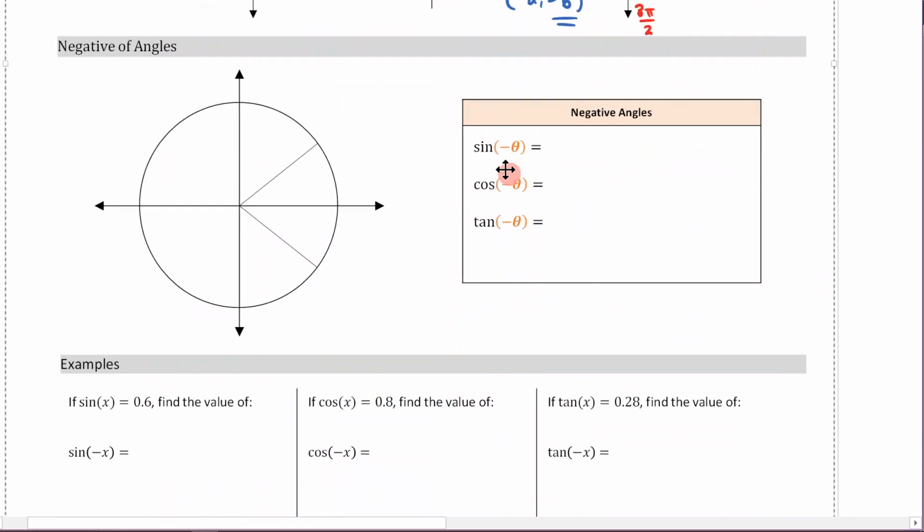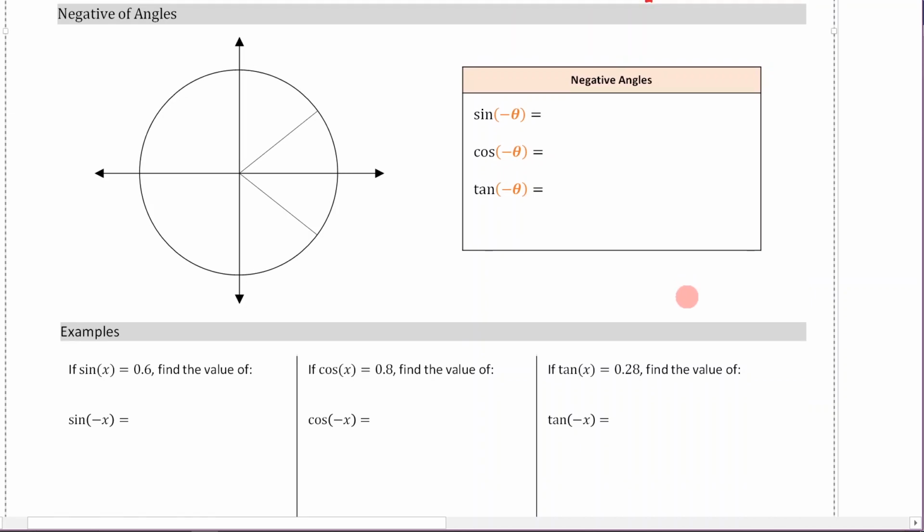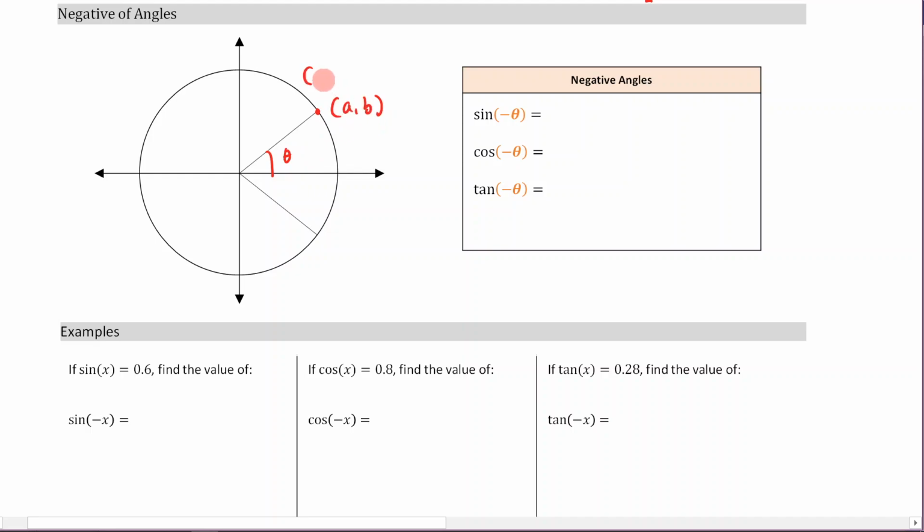All right, let's now go through our last idea here, which is just talking about negative angles. And this is a great way to ease out of the lesson here. All right, so let's start by just saying that this is theta. And this is going to be a, b right there. We know that a is going to be my cos, because it's my x. And my b is going to be my sine because it's my y. And now what we're going to do is consider a negative theta. So that means down here now, negative theta.